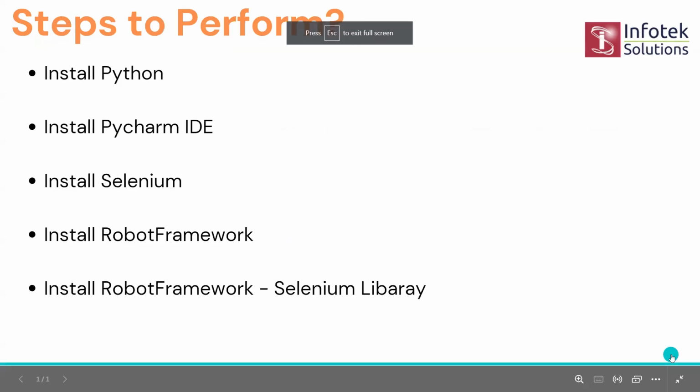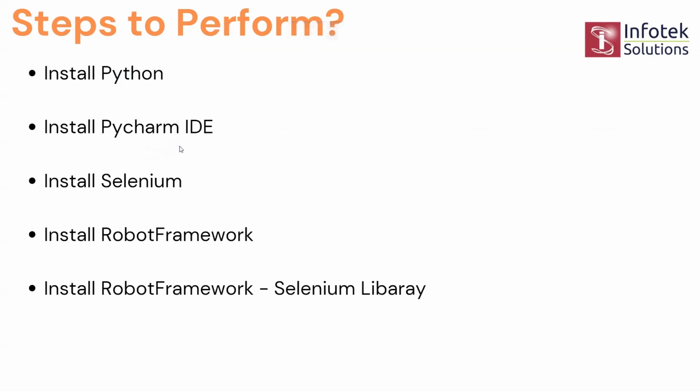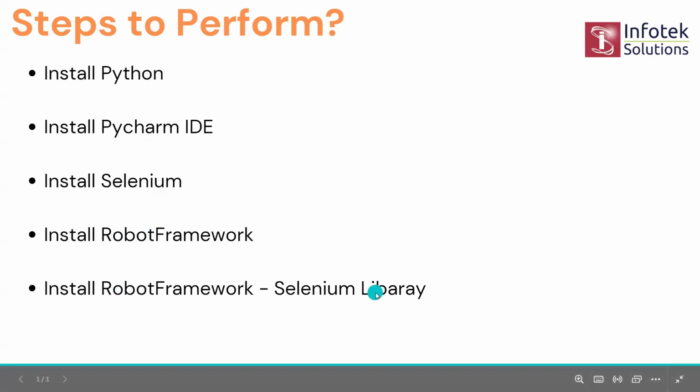First, we have to install Python. That's important. Second, we have to install the PyCharm IDE, just like Eclipse or IntelliJ is used with Java and Selenium. Here we are using the PyCharm IDE, which is a Python-based platform. Eclipse is a Java-based platform. Now again, you need to install Selenium here, the way you used to install it before. You need to install Robot Framework, and at last you need to install Robot Framework with the Selenium library. So these few things you have to do. The next step, we are going to do that.